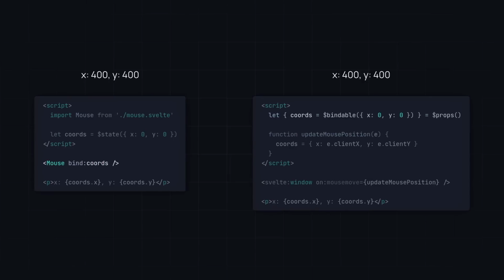Beautiful. We can also set a default value for coordinates inside of bindable, so you can pass whatever you want as a fallback value if you don't pass the prop.